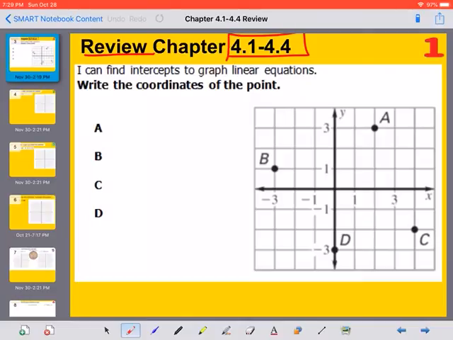4.1 to 4.4. We're going to start with 4.1, which was finding intercepts to graph linear equations. That's actually 4.3. I don't know why it says it here. But we're writing coordinates of the point. So remember, when we write our ordered pair or our coordinates x and y, x comes first. Alphabetically it comes first, and when we graph here, x goes left to right and y goes up and down on our graph.